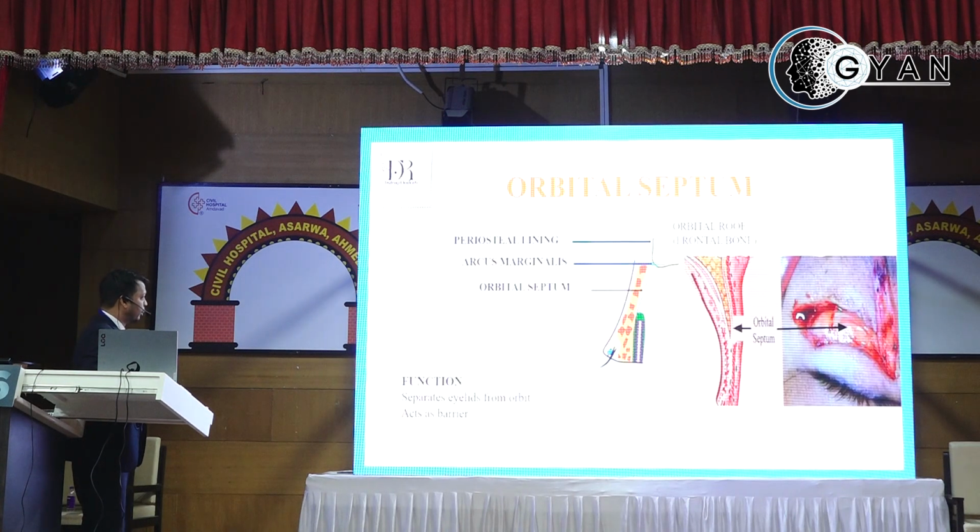Then we have the orbital septum. The orbital septum is an extension of the periosteum of the orbit. It divides into two parts. One comes as the orbital septum into the eyelid and joins the superior part of the tarsal plate, and another goes into the roof of the orbit, the supraorbital region of the orbital rim. It functions as protection of the eyelid, and it also acts as a barrier that separates the eyelid from the orbit.